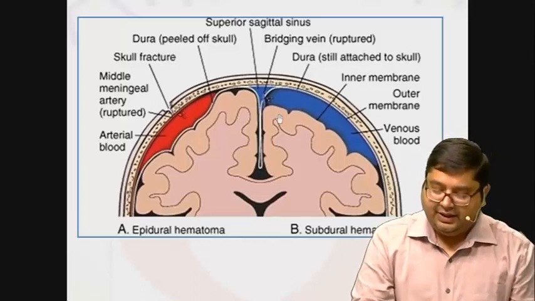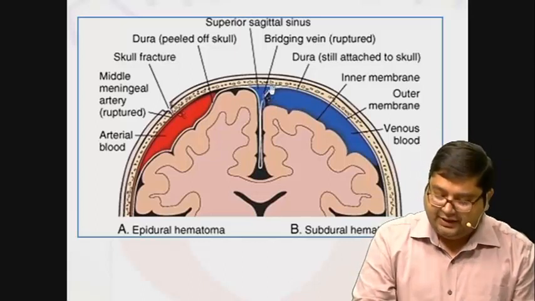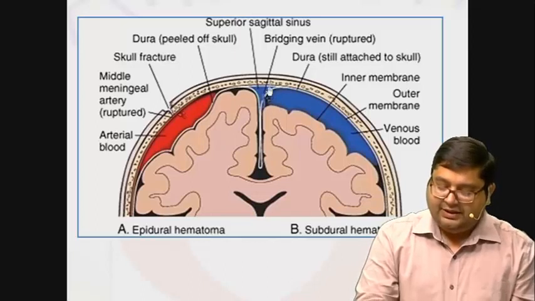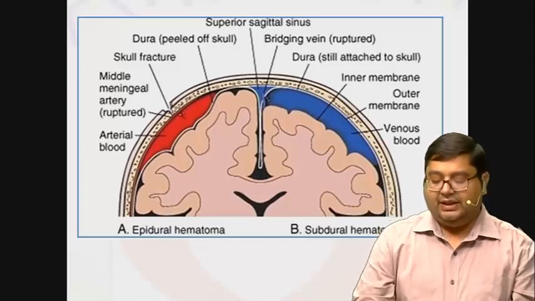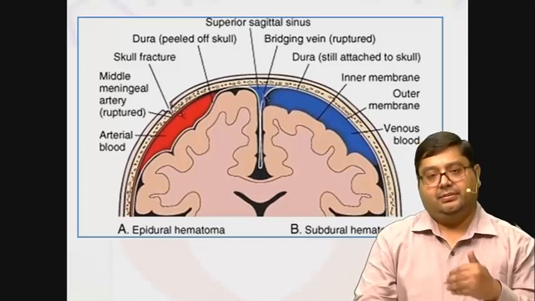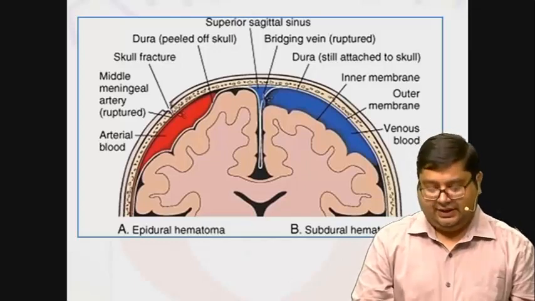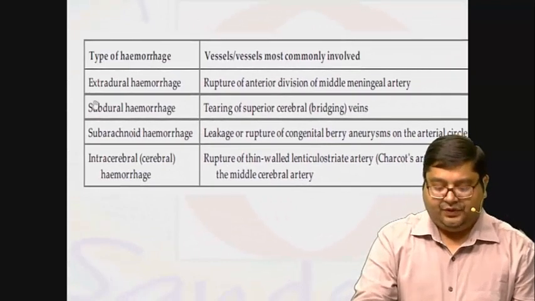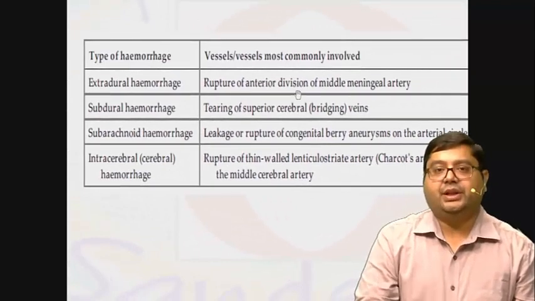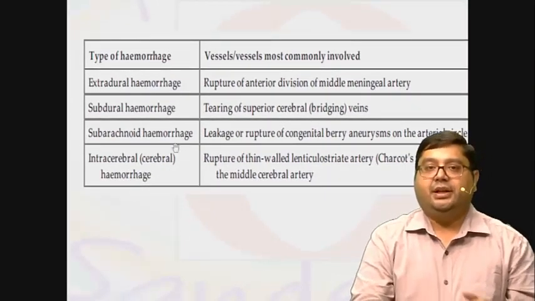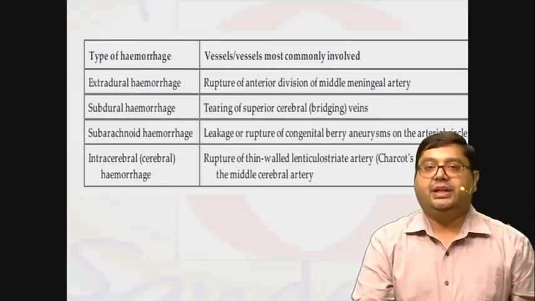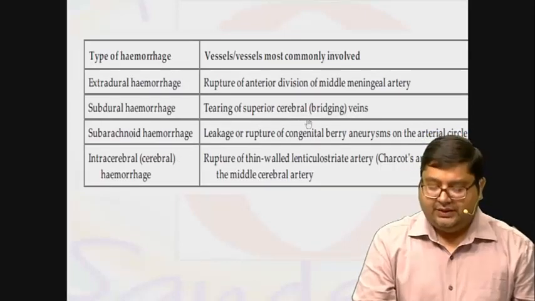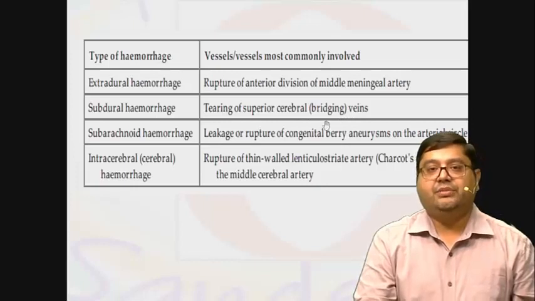And which vein is there? That is superior sagittal sinus. This bridging vein is there. You can see that bridging vein is basically responsible for the subdural hemorrhage, and this is the table which is given, and we can see extradural hemorrhage is because of the anterior division of the middle meningeal artery. Subdural hemorrhage, it will be venous bleed, that is because of the superior cerebral veins, which is bridging veins.